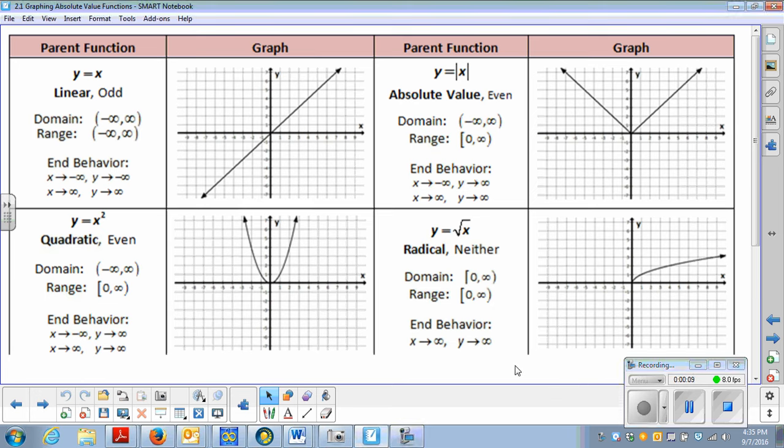First thing I want to talk about is the parent function. Here's a few different parent functions. A parent function is what your graph would look like if you had no other operation other than that particular function you're talking about. Okay. And with an absolute value function, it's really similar to a linear parent function, except when the x values go negative, the y values stay positive.